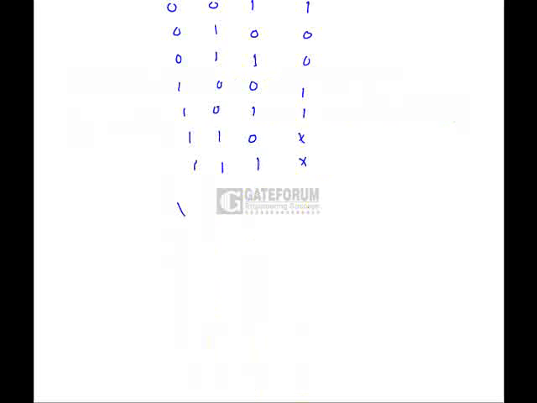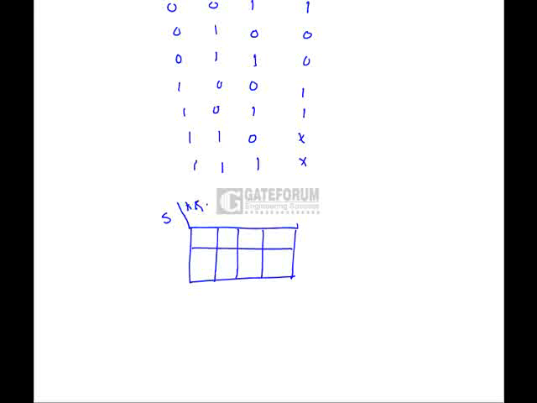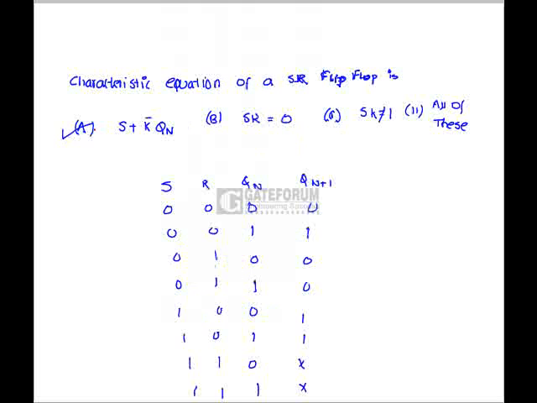So if we solve the K-map in terms of the previous state as well as the present input combinations, with the don't care conditions, we can combine these groups. So Qn plus 1 is nothing but R bar Qn plus S. Hence option A is correct.